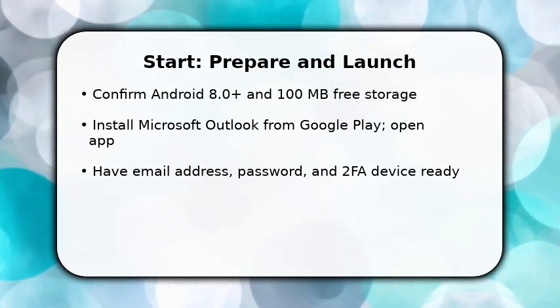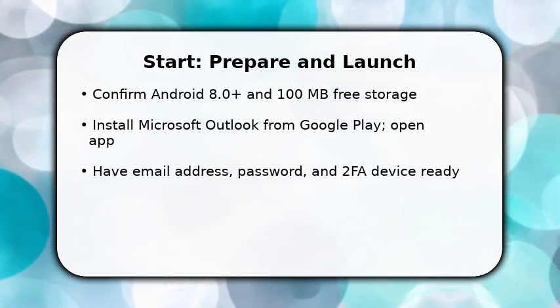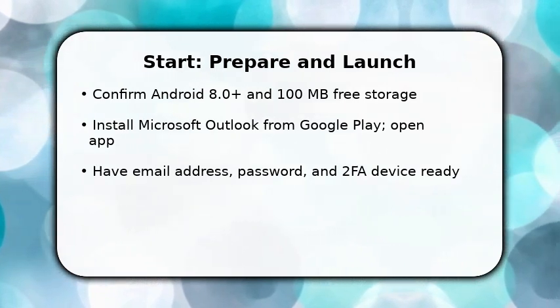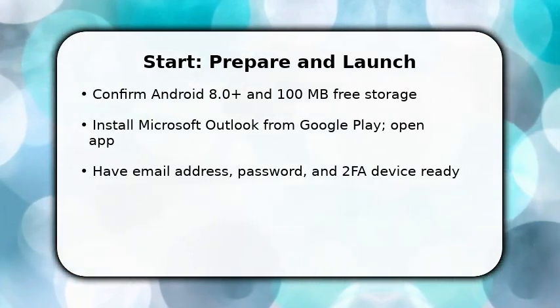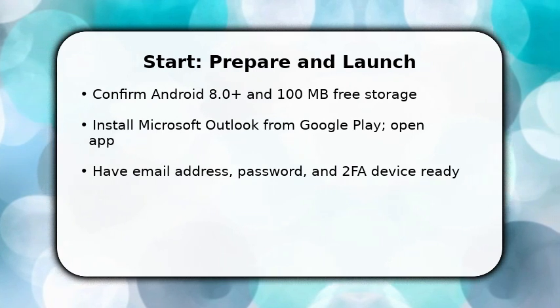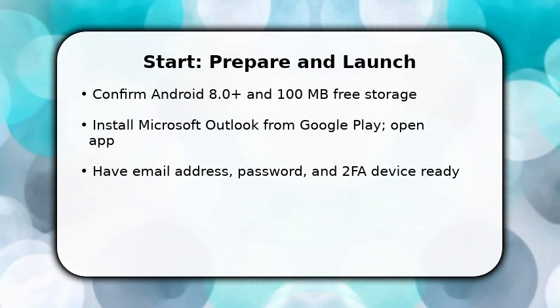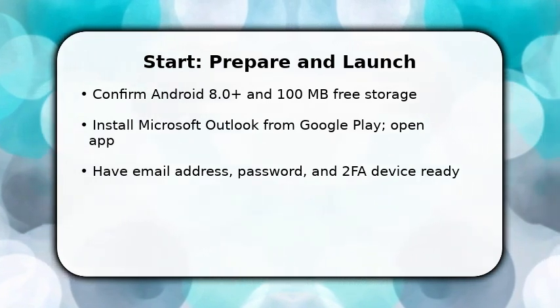You'll enter your email address first. This lets Outlook locate the correct server settings automatically. Make sure you have your password and any two-factor device nearby because you may need to verify. Once done, tap Add Account and proceed to sign in so the app can fetch folders and sync your mail.